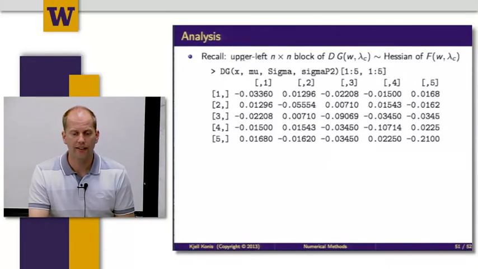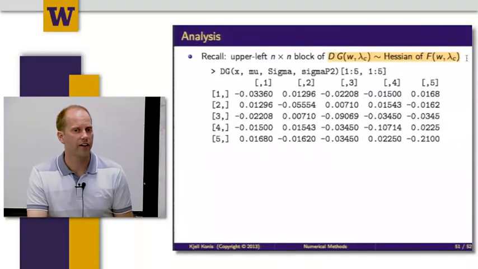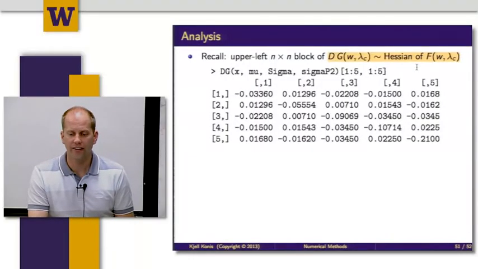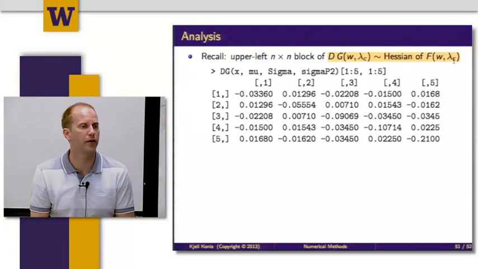So we'll go back and look at the upper left n by n block of the gradient of the function g. This is actually just going to be the transpose of the Hessian of the Lagrangian, f, except when I plug in the computed values, lambda c.